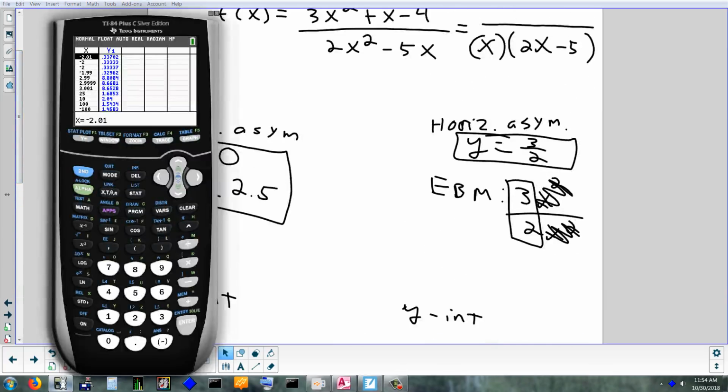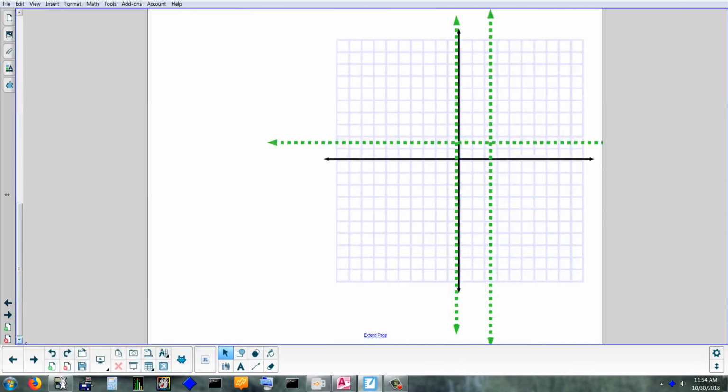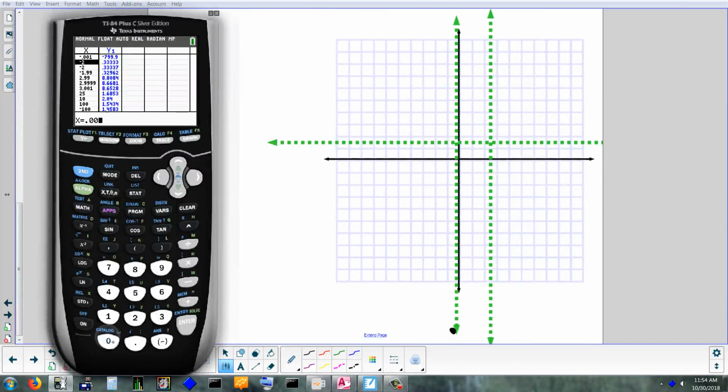I like what you said the first time because it was really, really close. Can anyone give me one that's just as close as the first one she said, but smaller? Yep. Negative 0.001. Yeah, let's go negative 0.001. We're down at negative 800. So if we go a little smaller than 0, we're way far down. If we go a little bigger than 0, we're way up, 800.